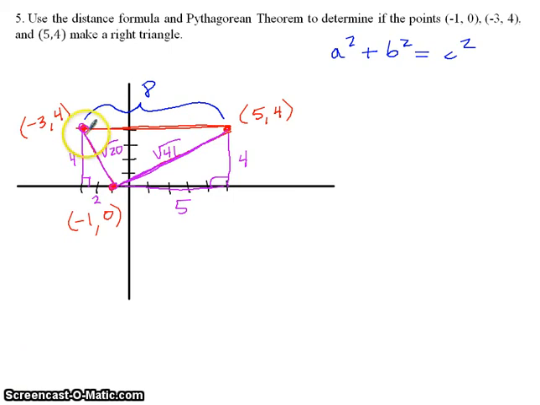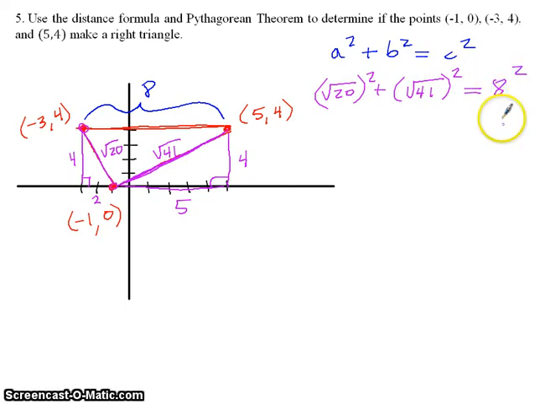So we have our A, square root of 20 squared. We have our B, which is square root of 41 squared. And our C, which is 8 squared. And 8 squared is 64. And we have square root of 20 to the power of 2, square root of 41 to the power of 2. And 20 plus 41 is not equal to 64. So this is not a right triangle.